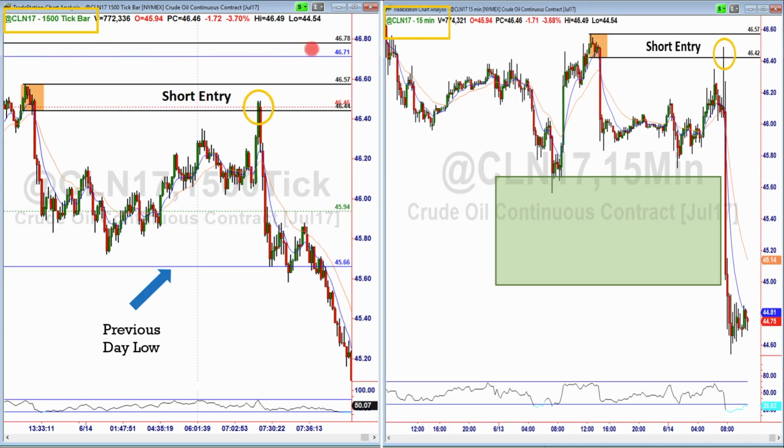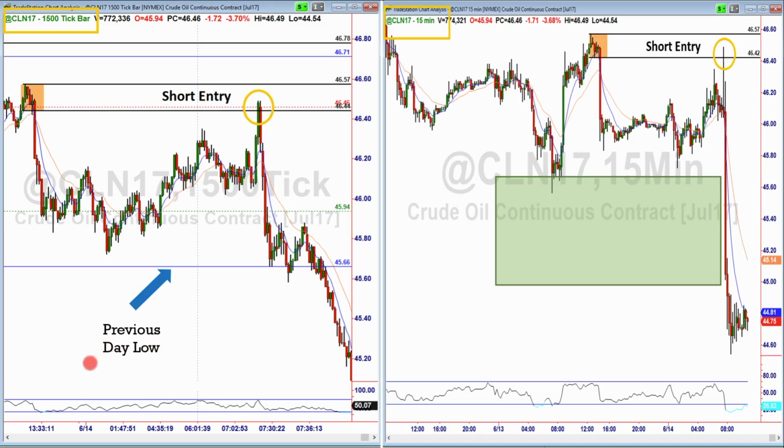You don't see that here. These are the smaller time frames, but that is the open. So that would be a profit target for us. So 45.94 from this 46.44, you're looking at 50 cents just right there. So that's more than a 2-to-1 risk to reward ratio.